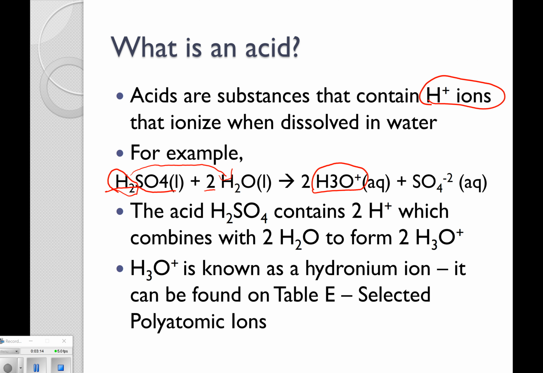So this special ion that we've been talking about is listed on Table E, your table of selected polyatomic ions, and this one's called hydronium. And it looks just like a water molecule, but it has one additional hydrogen attached to it, which is an indicator that an acid contributed the H to this spot.